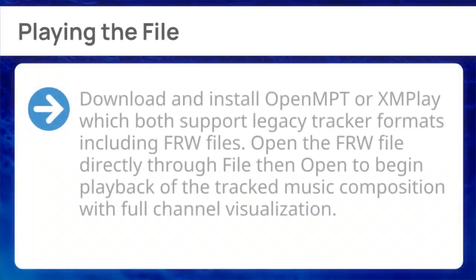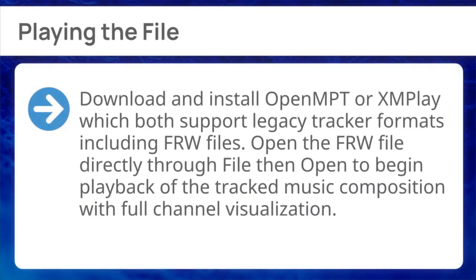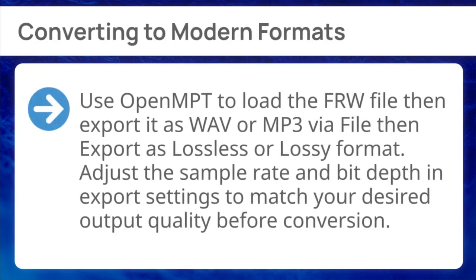First, playing the file. Download and install OpenMPT or XMPlay, which both support legacy tracker formats, including FRW files. Open the FRW file directly through File, then Open, to begin playback of the tracked music composition with full channel visualization.